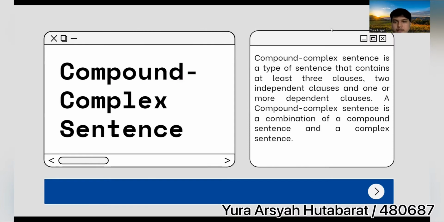Compound complex sentence. A compound complex sentence is a type of sentence that contains at least 3 clauses: 2 independent clauses and 1 or more dependent clauses. A compound complex sentence is a combination of a compound sentence and a complex sentence. Compound complex sentences help us to express longer, more complicated thoughts with more parts than other sentences.